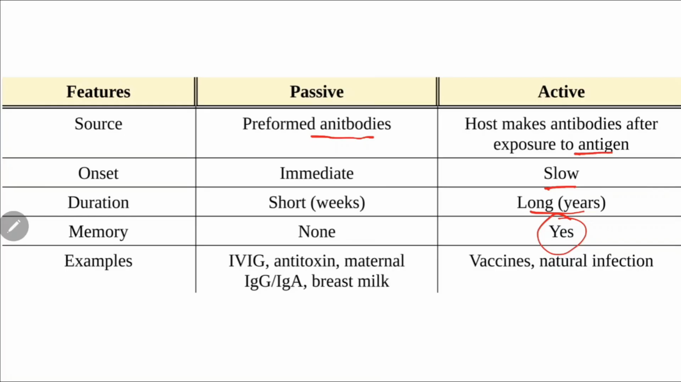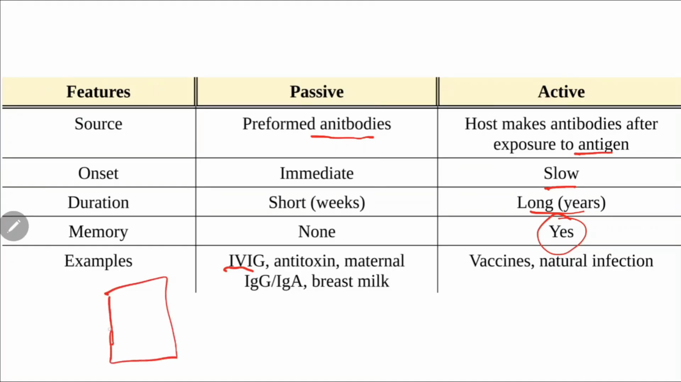Now, some examples of passive immunity are going to be IVIG, which is literally IV immunoglobulins. And these are given in different conditions. And one such condition is an Rh negative mother pregnant with an Rh positive baby. Okay, so this is what goes on.